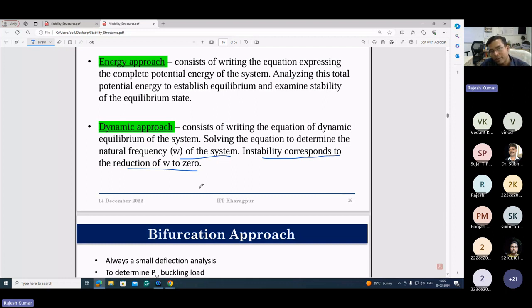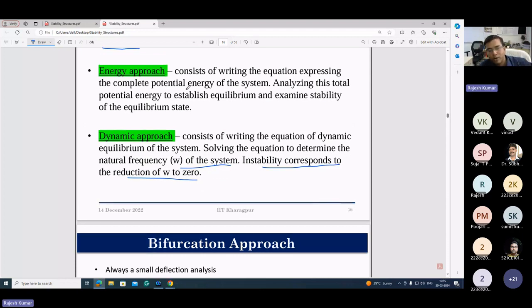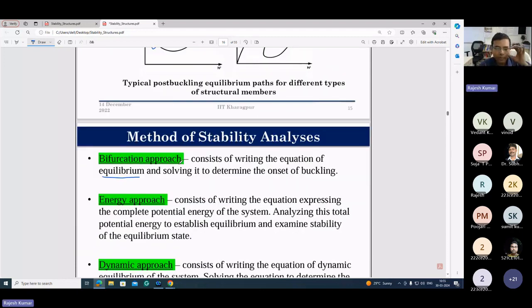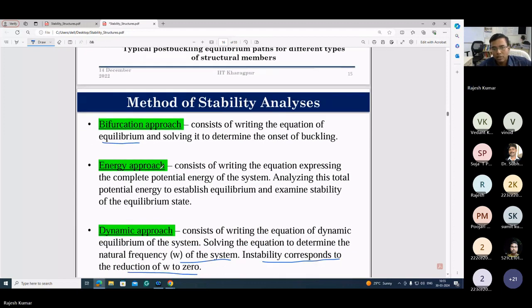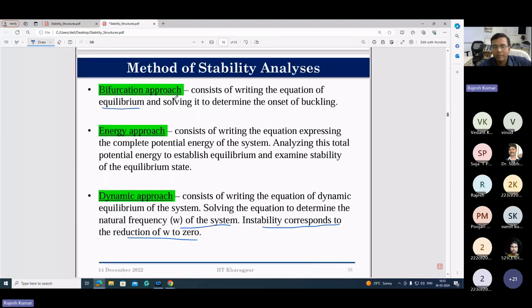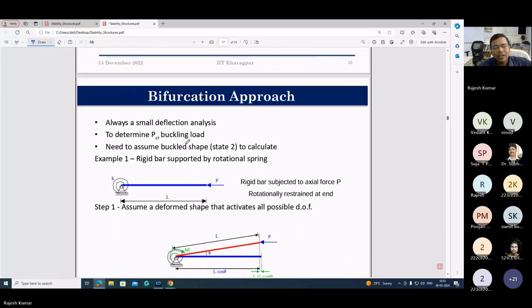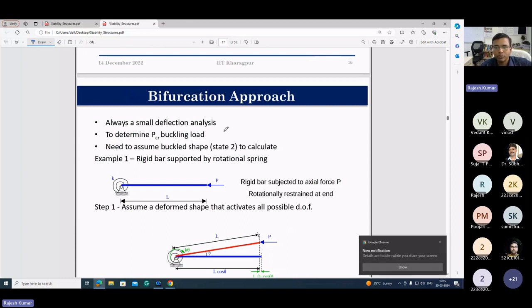We'll solve some problems using both the bifurcation approach and the energy approach. Mainly we are going to deal with the bifurcation approach and energy approach. And later on, I'll show some dynamic approach also, some loss of stability using the dynamic approach.